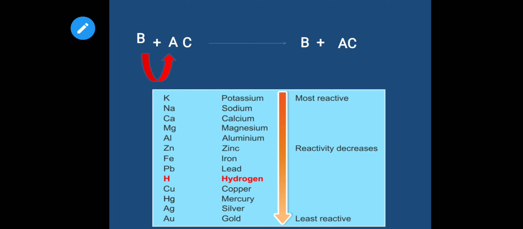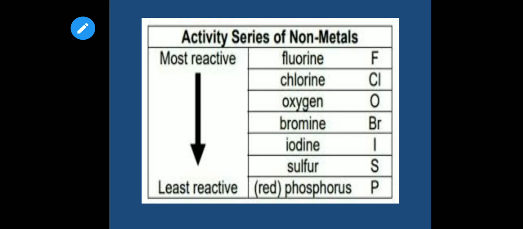Hydrogen is also in the list even though it is a non-metal, because it is electropositive in nature and can be displaced by metals. There is also a reactivity series of non-metals. Fluorine is more reactive than iodine.